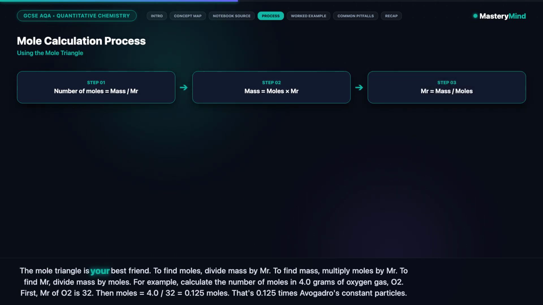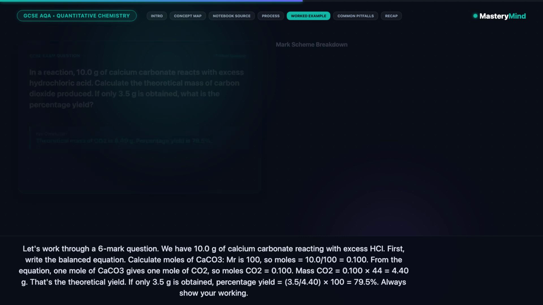The mole triangle is your best friend. To find moles, divide mass by Mr. To find mass, multiply moles by Mr. To find Mr, divide mass by moles. For example, calculate the number of moles in 4.0 grams of oxygen gas, O2. First, Mr of O2 is 32, then moles equals 4.0 divided by 32, which equals 0.125 moles. That's 0.125 times Avogadro's constant particles.